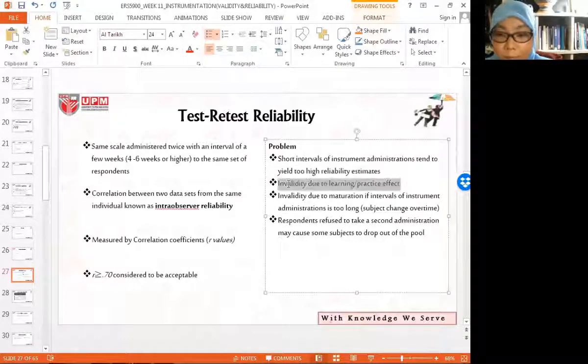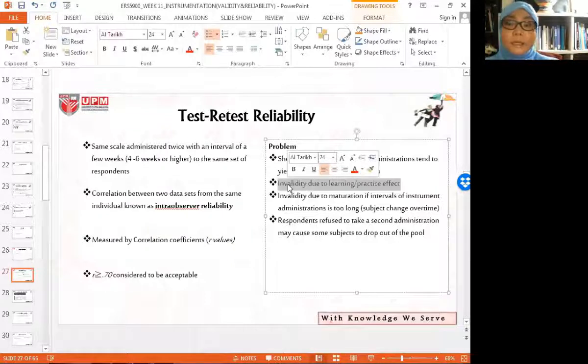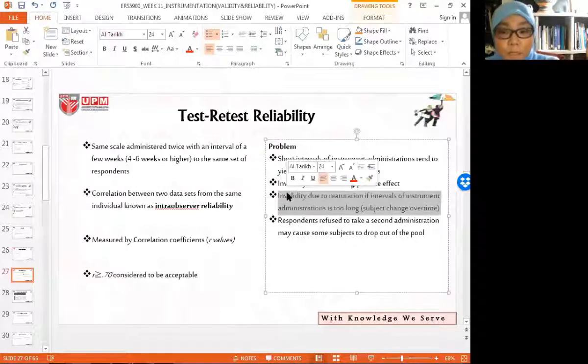Okay, that is the positive side. But it will cause invalidity if for the first attempt she or he answered unconsciously, answering the questions carelessly. When it comes to the second attempt, because he or she still can recall how she answered from the first attempt, she will answer the same, wrongly as well. Okay, and then invalidity due to maturation if the interval of instrument administration is too long. This also has a problem if it is too long.